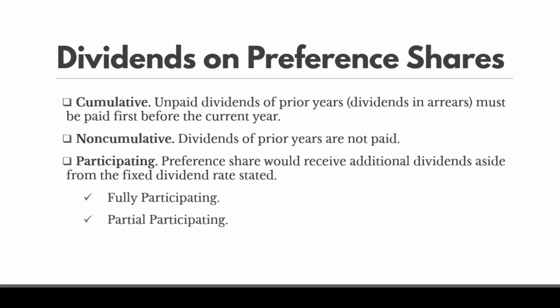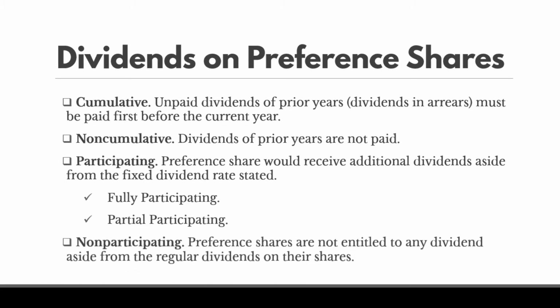Pag fully participating, yung buong tira, after giving preference and ordinary shares the same percentage, would be allocated to the preference and ordinary shares based on their capital balances or based on their par values. On the other hand, pag partial participating, may maximum amount lang tayo ng participation. Hindi na pwedeng lumagpas doon yung pwedeng makuha ni preference shares on top of the fixed rate.